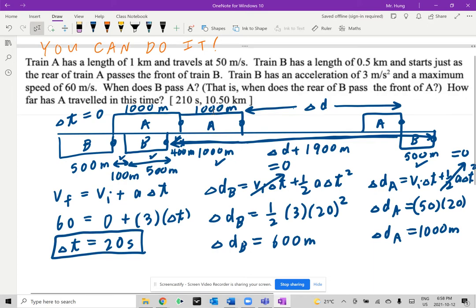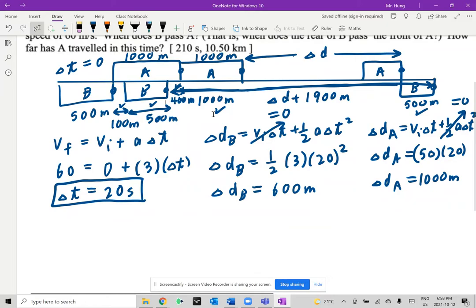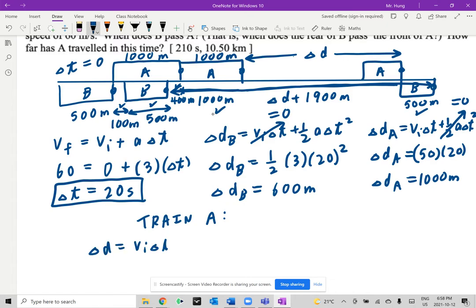So if you write down the next equation on the left-hand side, if you think about train A, again, remember, train A is moving at constant velocity. So even though you could say D equals V_i T plus half A T squared, really, it's just going to be D equal to, again, it's moving at 50 meters per second times time, because this is going to be 0. And I'm going to put a box around this.